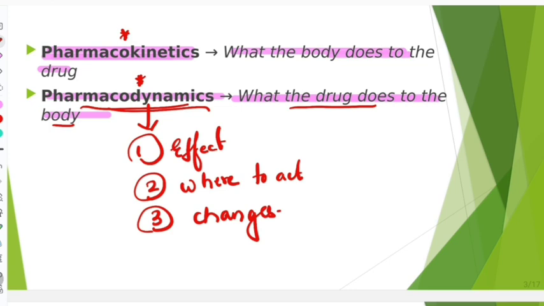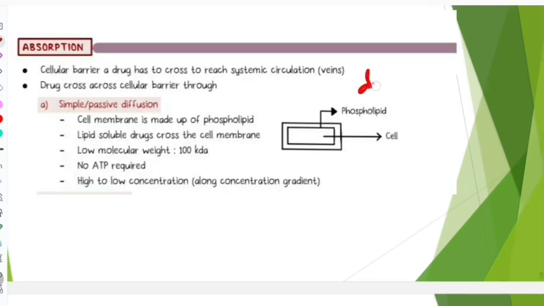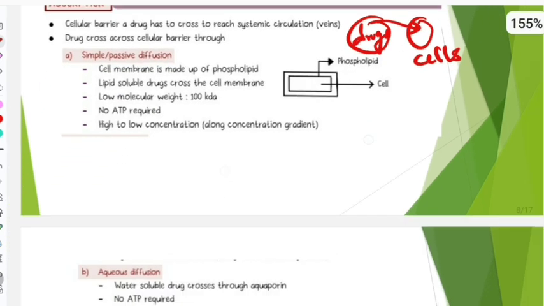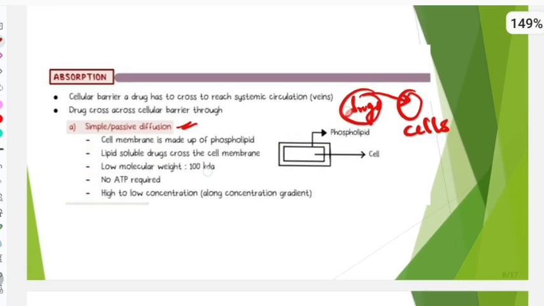See, what is the pharmacodynamics of paracetamol? That is, it has reduced fever, right? Or it has reduced pain. So this effect on the body given by that drug, it is called as pharmacodynamics. Understood? Now we'll discuss how drugs enter the cells. There are different mechanisms by which drugs find their path to enter the cells of the body. We'll discuss it. Okay, we have simple diffusion, aqueous diffusion, filtration. So we'll talk about it.